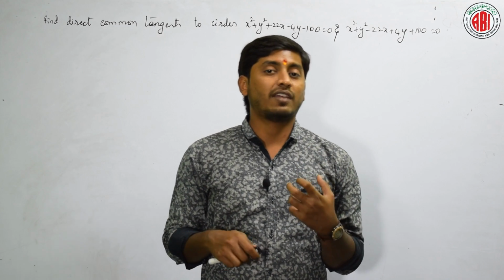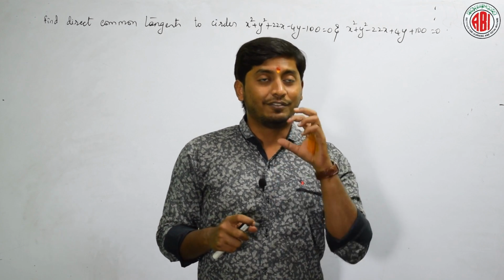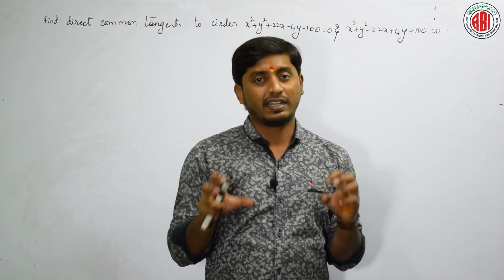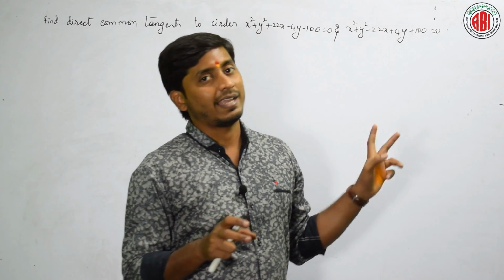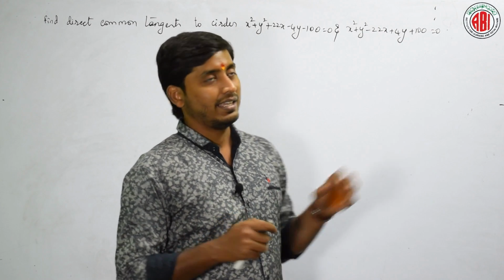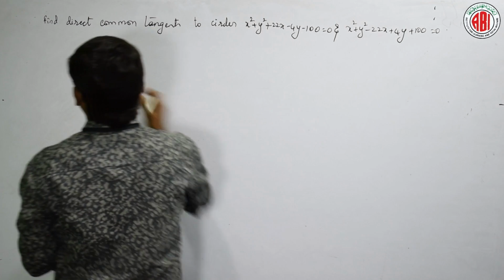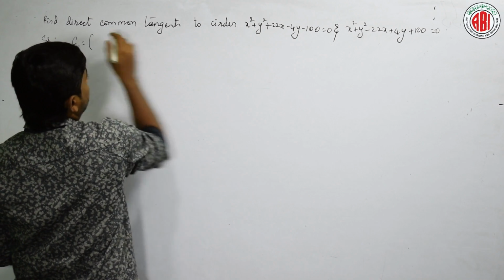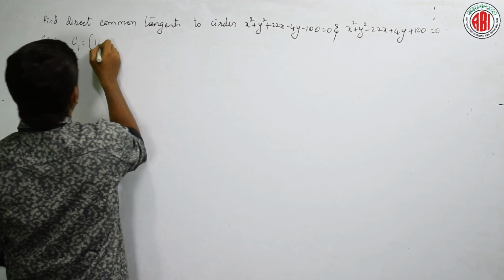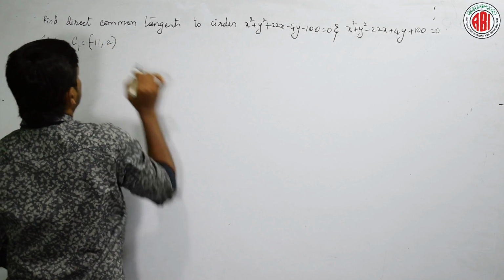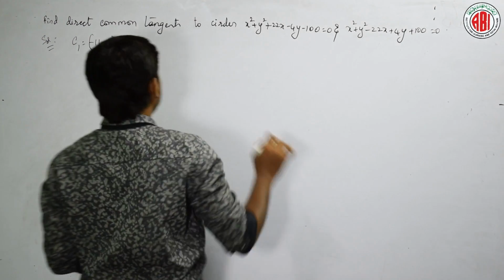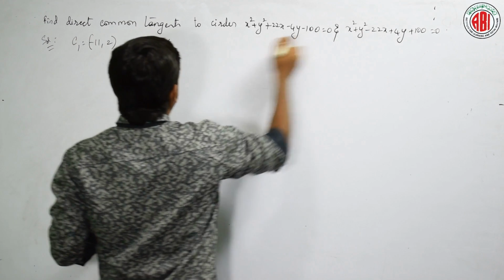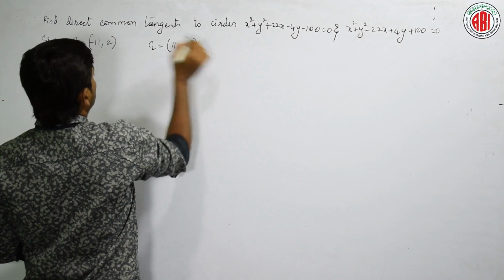So, what will be our first step? Whenever we do common tangents for a pair of circles, we have to find centers and radii first. See here, for the first circle, what is the center? For the first circle, center is (-11, 2), isn't it? What is the center of the second circle? (11, -2), right?